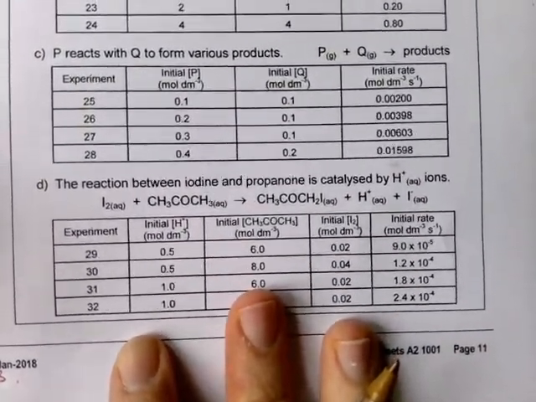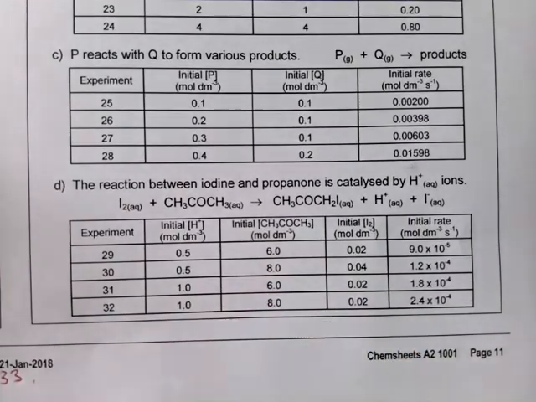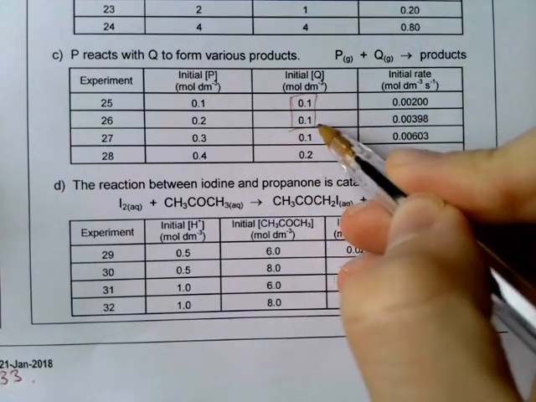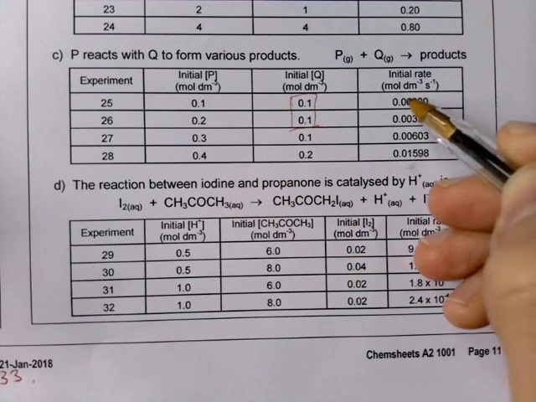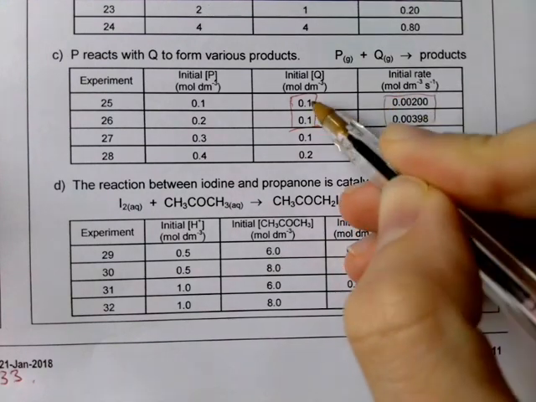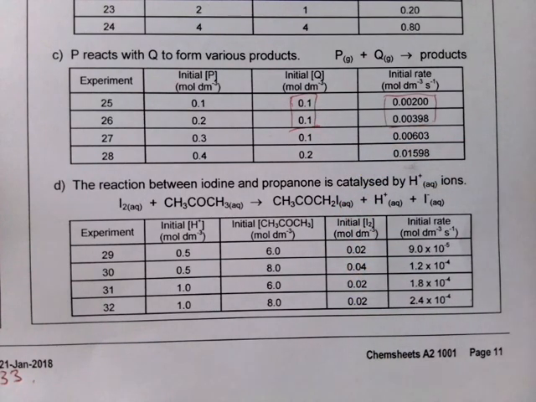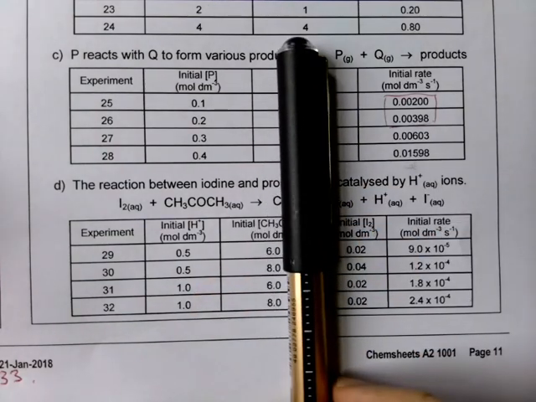If we look at C and D, this is what I'm talking about. So now we need to work out the rate equation. What we do is we look at here, Q stays the same. So any change between these two is not because of Q, because Q hasn't changed. So we can ignore Q for the moment, because Q isn't changing.